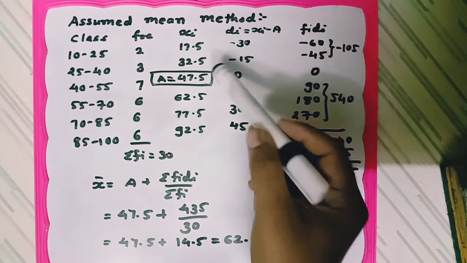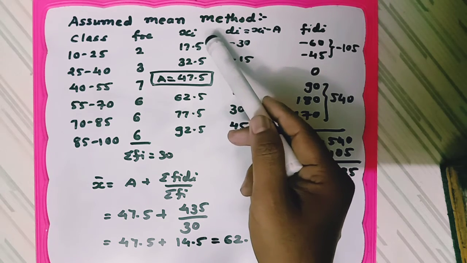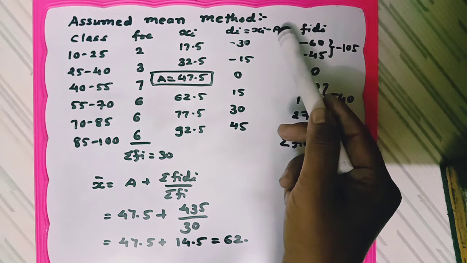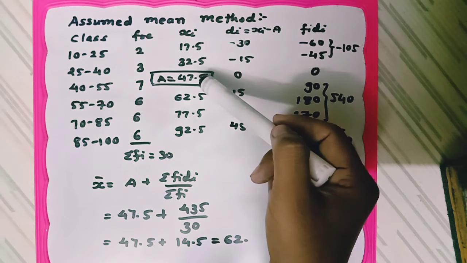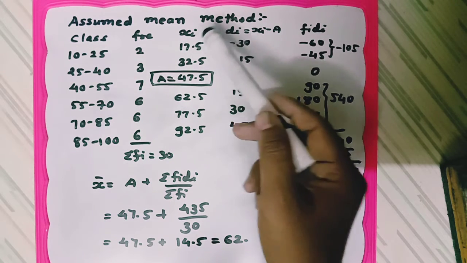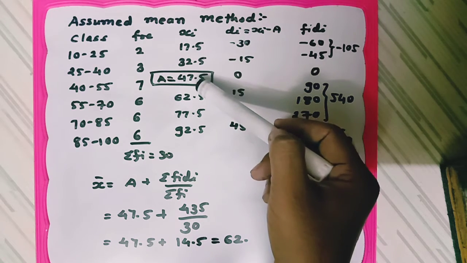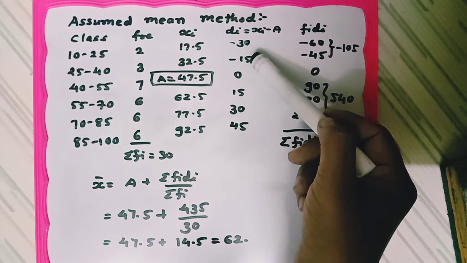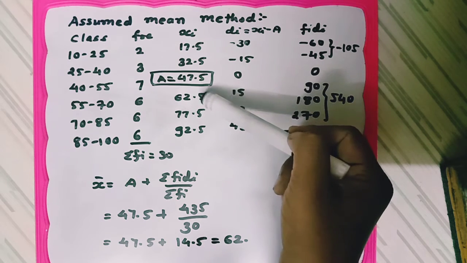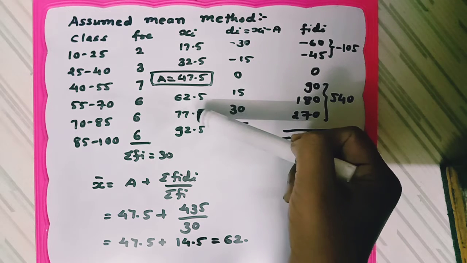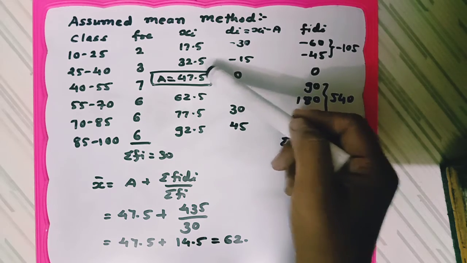And so now we will find the deviation from the mean for the xi's, meaning di equals xi minus A. So the difference of xi from the assumed mean we will find. 17.5 minus 47.5 is minus 30, 32.5 minus 47.5 is minus 15, 47.5 minus 47.5 is 0, 62.5 minus 47.5 is 15, 77.5 minus 47.5 is 30, and 92.5 minus 47.5 is 45.